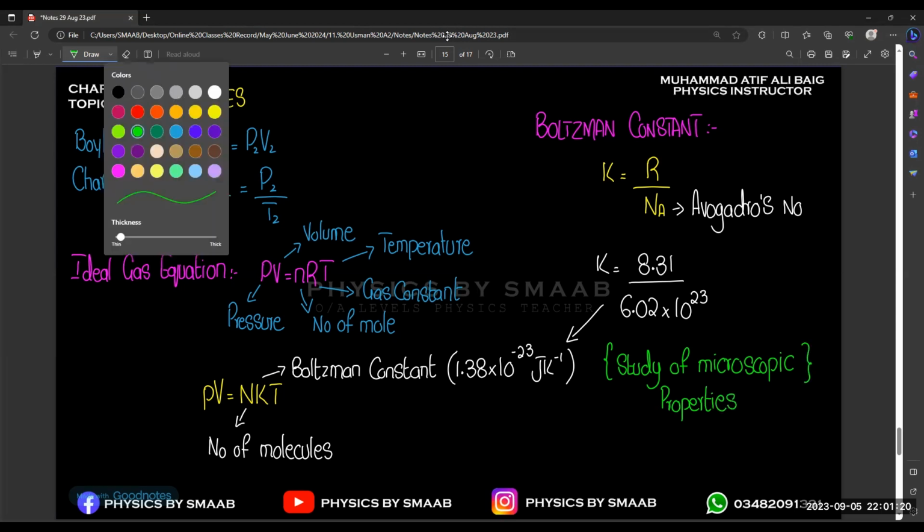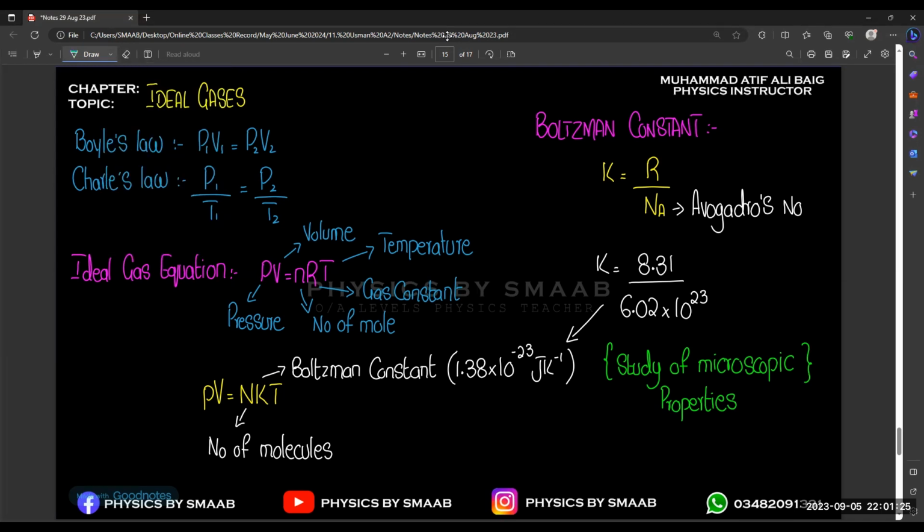So that is the concept of microscopic property, right? Any confusion? No.